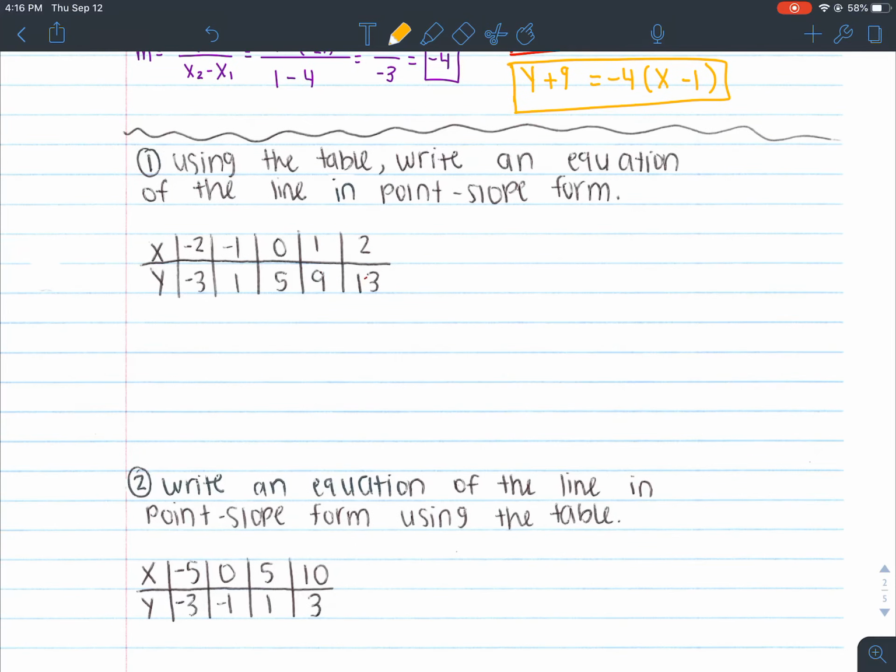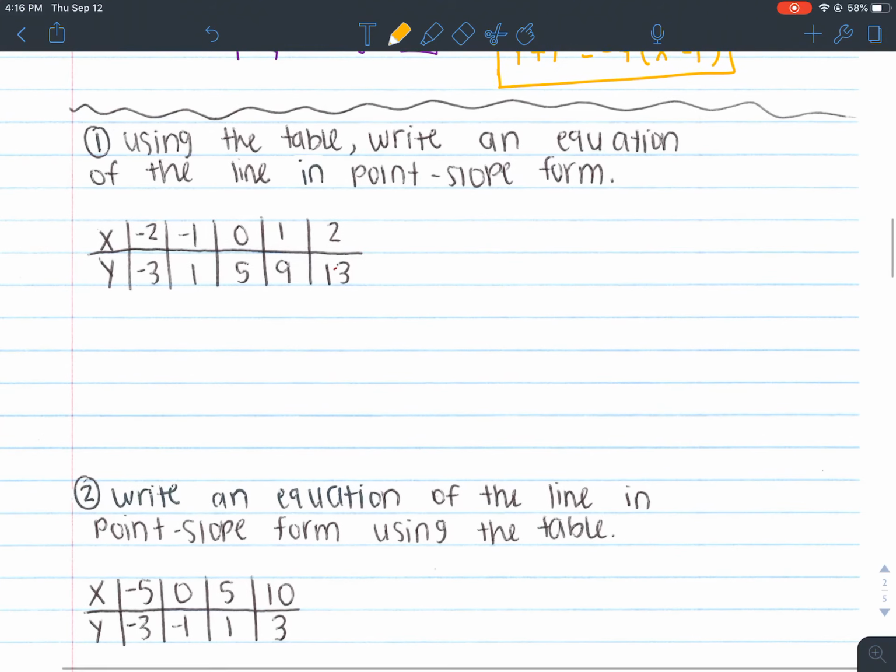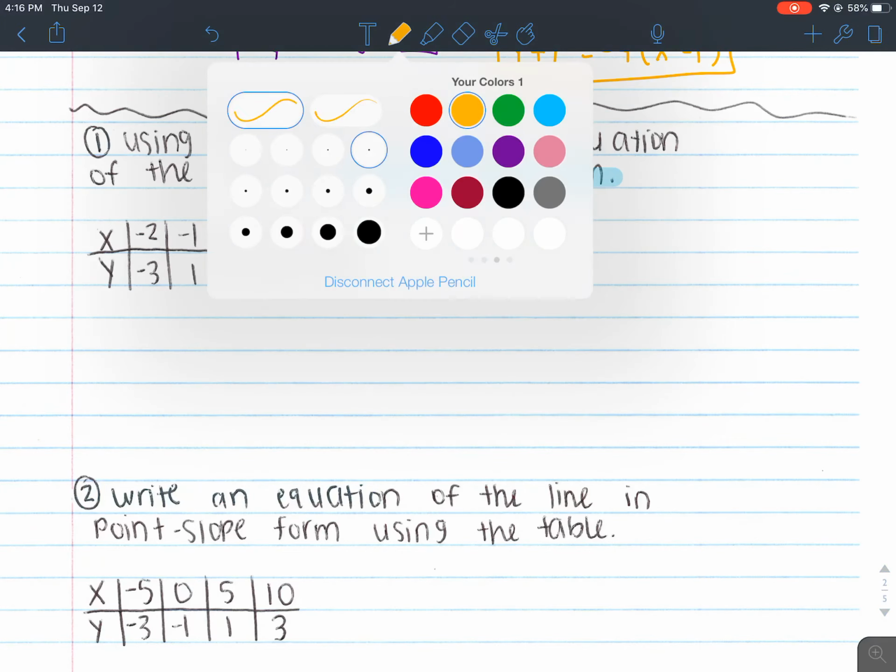All right. Moving on, we're talking about tables now. So number 1, using the table, write an equation of the line in point-slope form. Well, again, I'm asked to use point-slope form. Anytime I need to do point-slope form, I need a point and a slope. And I have a table here, which means I have a variety of points.